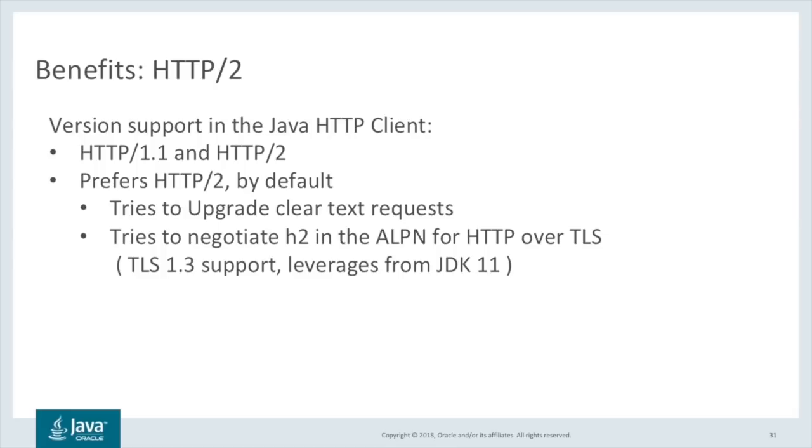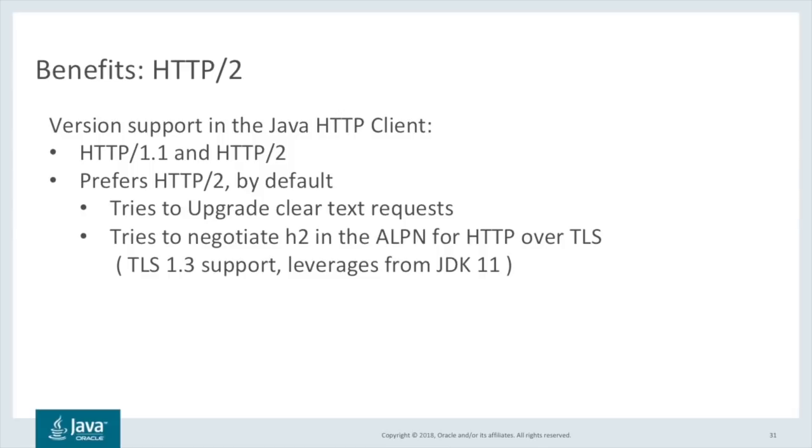The HTTP client supports both HTTP 1.1 and HTTP 2, but prefers HTTP 2 by default. For new, clear, non-TLS connections, the client automatically adds the appropriate protocol upgrade headers to let the server know that the client supports HTTP 2. If the server also supports HTTP 2, then it can reply as appropriate and the connection will be upgraded.